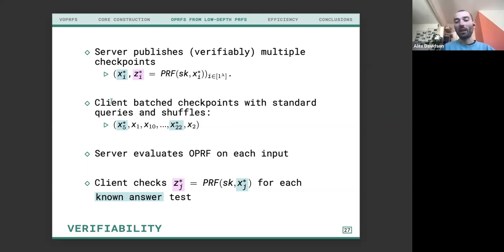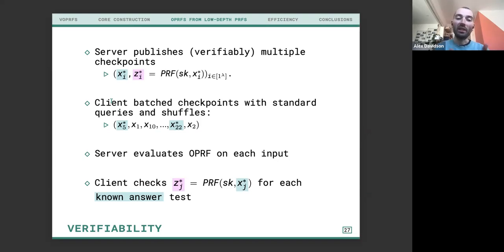The server is going to evaluate the OPRF on each input and send it back to the client. And the client's going to check each of the known answer tests against the pseudorandom function evaluations that they know about. Okay, and if the server cheated on any of these known answer tests, then they'll be able to see trivially that the server's attempted to do this.